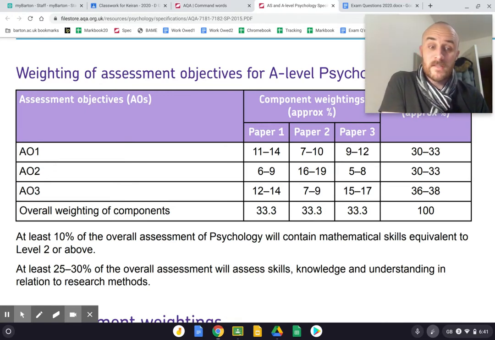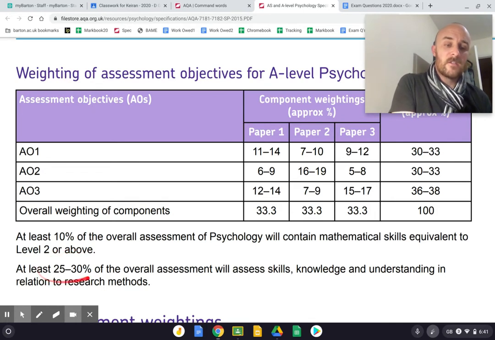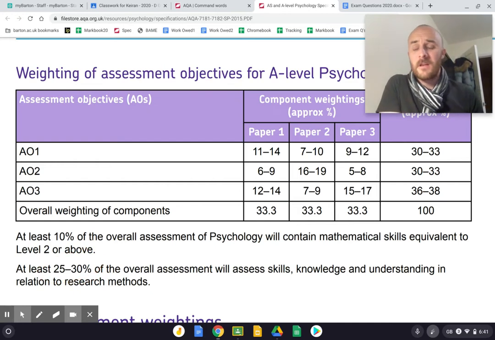So 10% of your course is that, but have a look at how much time you need to know research methods. If you don't know, understand, apply, or be able to evaluate research methods, you lose 30% of your grade straight off the bat, which pretty much almost guarantees you're not going to get the grade that you actually need. So you have to be good at research methods.